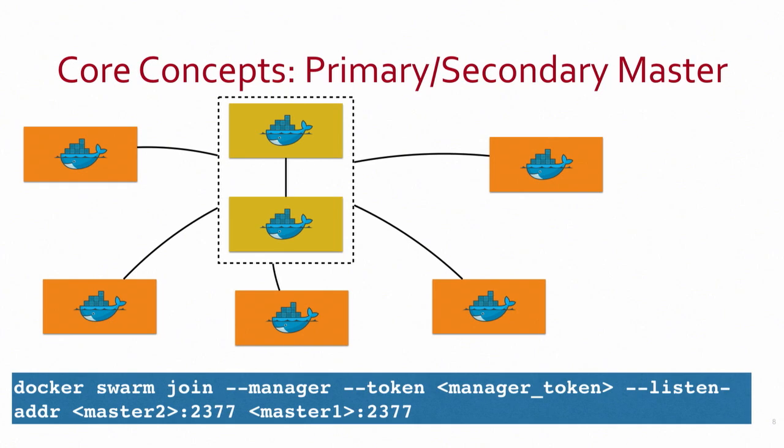Now, when you are making a request to deploy an application, it could go to the primary or the secondary. If it goes to the secondary, it is automatically proxied to the primary one. And the primary is the one that is responsible for scheduling your containers on the different nodes of the cluster.